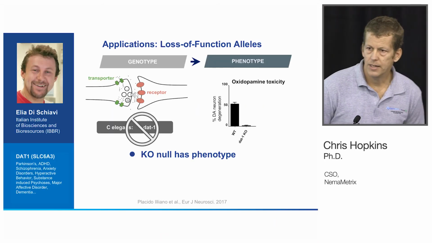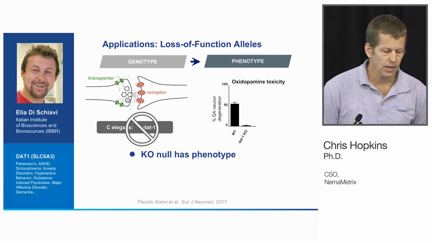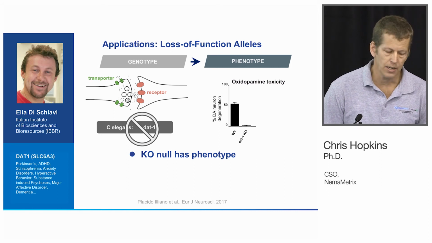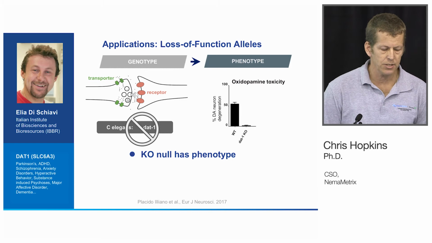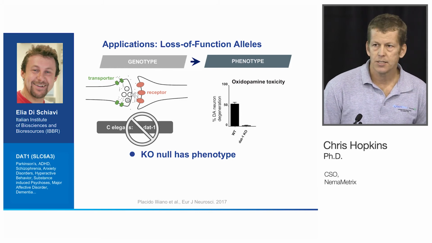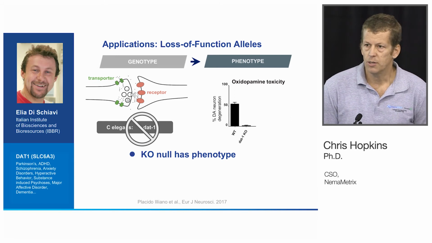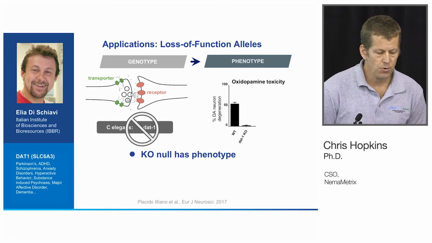Okay, one of the first clinical examples we have is Elia Di Schiavi. He's from the Italian Institute of Biosciences and Bioresources. Elia was interested in the DAT1 gene. This is the dopamine transporter, and he wanted to understand its role in Parkinson's and other neurodegenerative disorders.